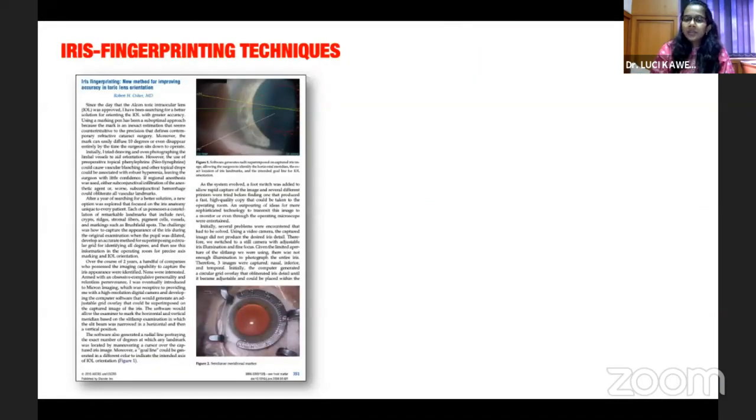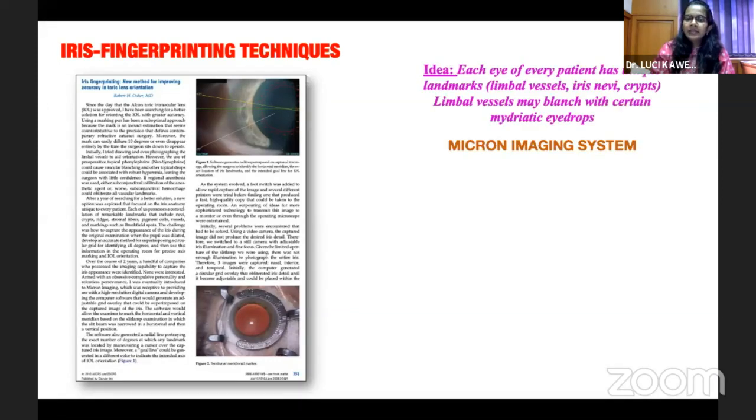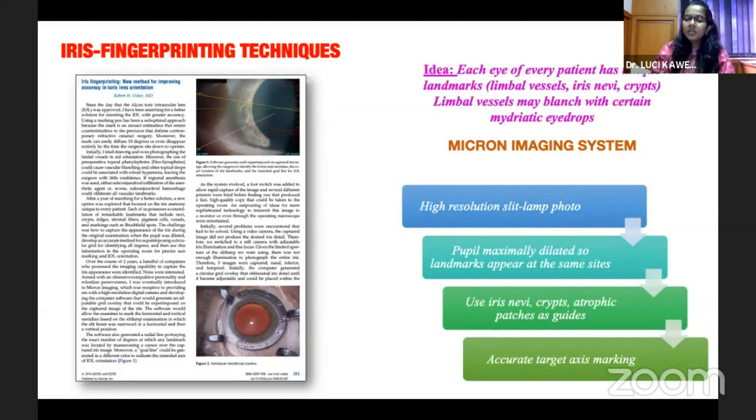This iris fingerprinting technique was introduced by Dr. Robert Osher. In this, using the Micron imaging system, a good quality digital photograph is taken of the patient, and based on the crypts and pits on the iris, your reference marking can be done. This has to be done in a fully dilated pupil so that it simulates the condition in the OT also.